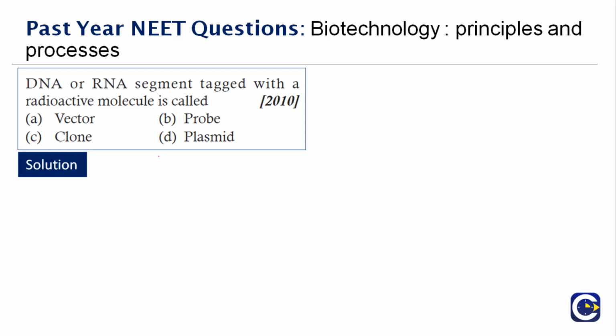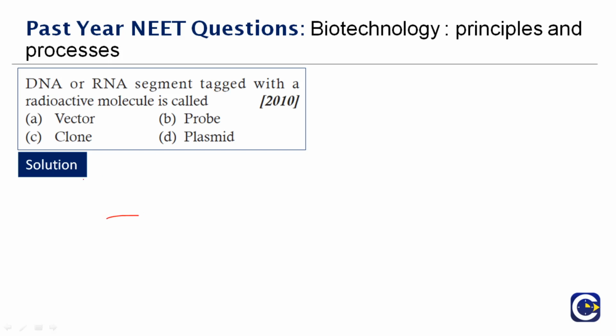So when you have, see, certain questions will give you hints. They will give you actually like keywords which will help you easily identify the answer. If you clearly watched part 1, now you will be able to tell the answer. You have the keyword, which is radioactive molecule. The correct answer is probe. DNA or RNA segment that is tagged with a radioactive probe.